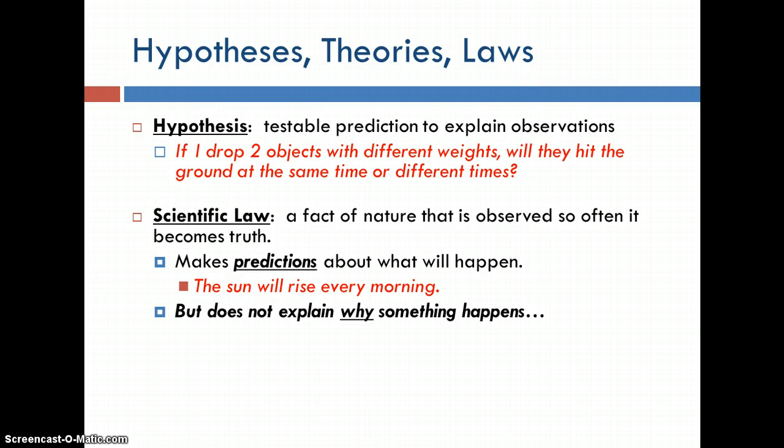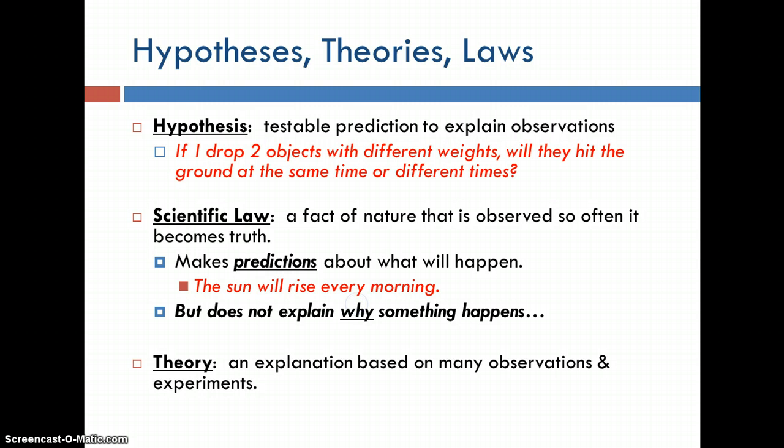So the law would be that the pencil is going to drop. Another example is the sun will rise every morning. That's something that's happened so often we can predict that it's probably going to happen tomorrow. So the law is what happens. The theory is why it happens.